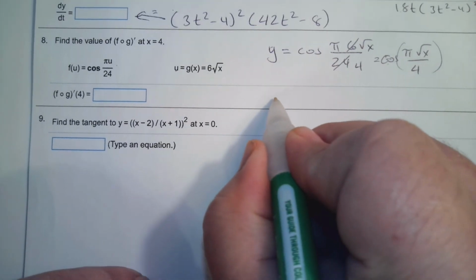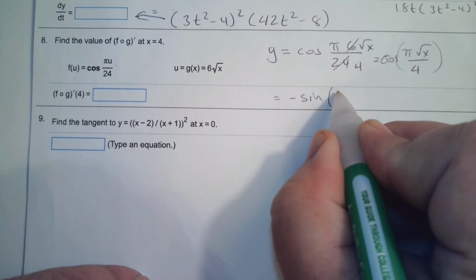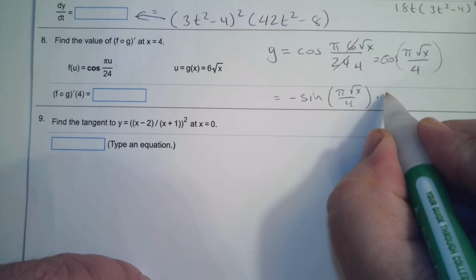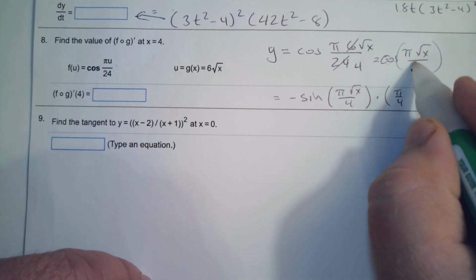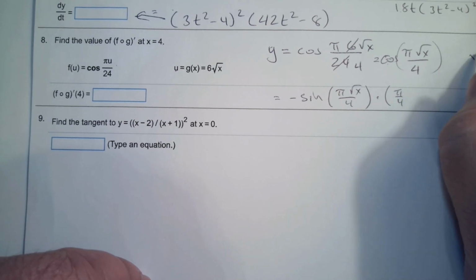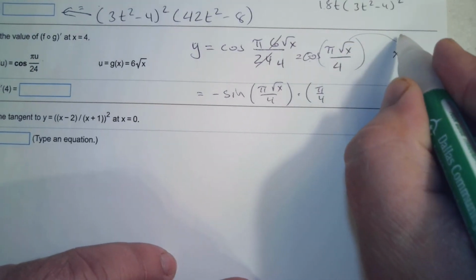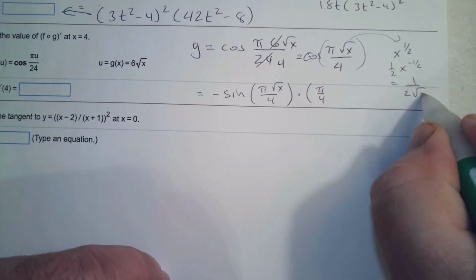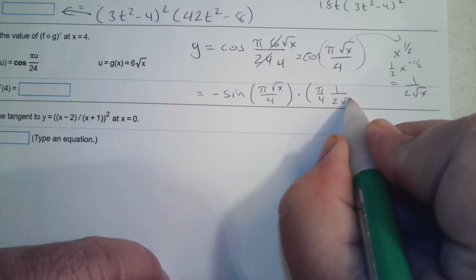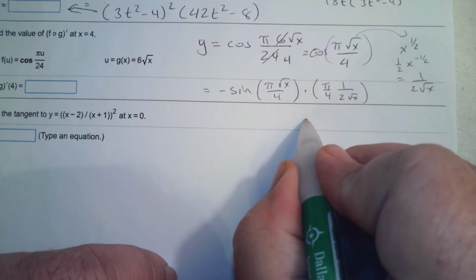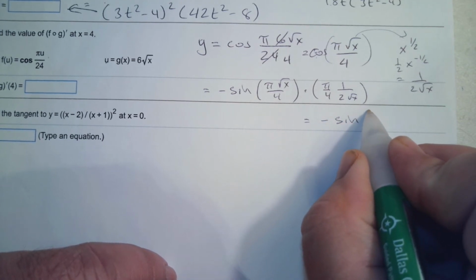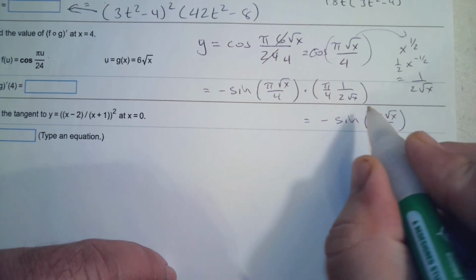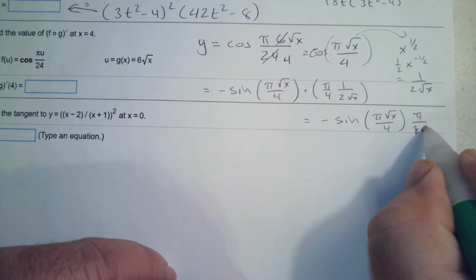So the derivative of cosine is negative sine times the derivative of the inside here, which is pi over 4, that's a constant, times the derivative of square root of x, which is 1 over 2 radical x. So negative sine of pi radical x over 4 times pi over 8 radical x.